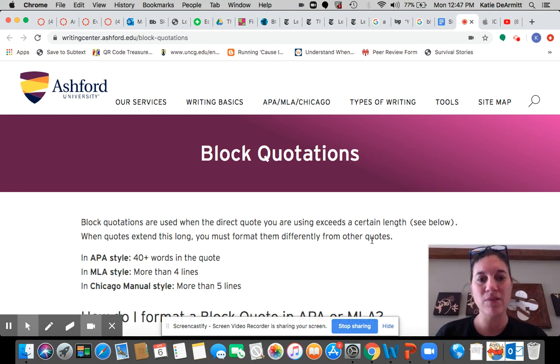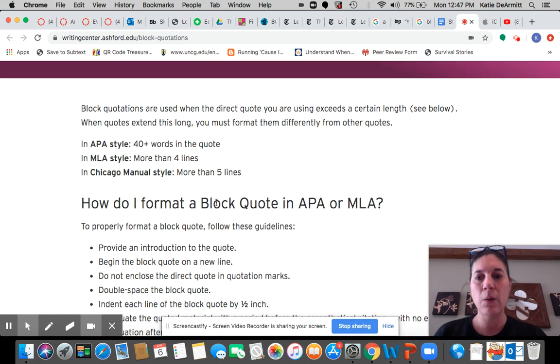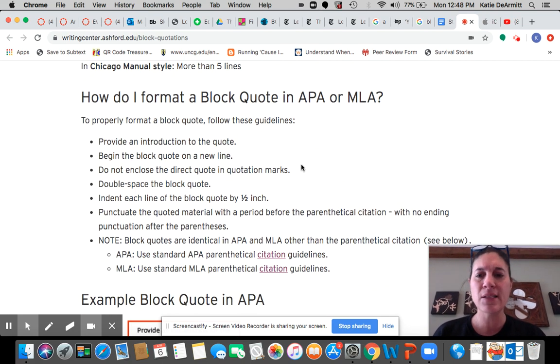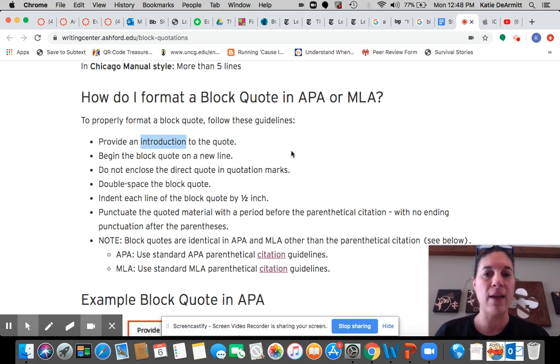One of the first things that you'll notice is there is a difference between what's considered a block quote in MLA versus APA in Chicago formatting. Obviously, since our paper's in MLA format, we're going to focus on that. Some of the rules, though, still apply between APA and MLA. It's very, very simple. As always, you're going to introduce the quote. In terms of a block quote for MLA, you want to introduce that with a full sentence and a colon.